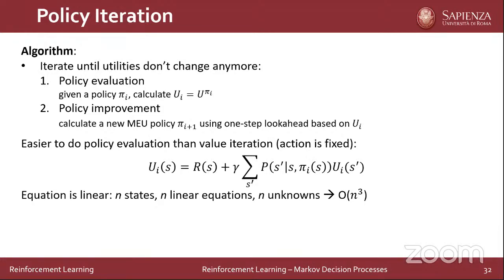So now this equation is linear because you don't have any more a maximum operator. You have n states, n linear equations, n unknowns. You can find a solution to it.